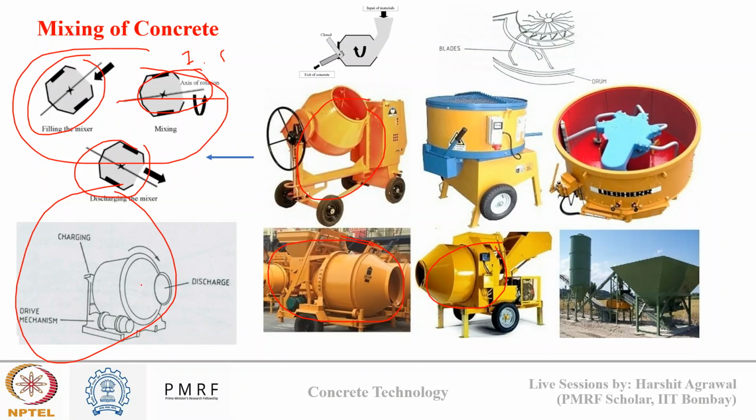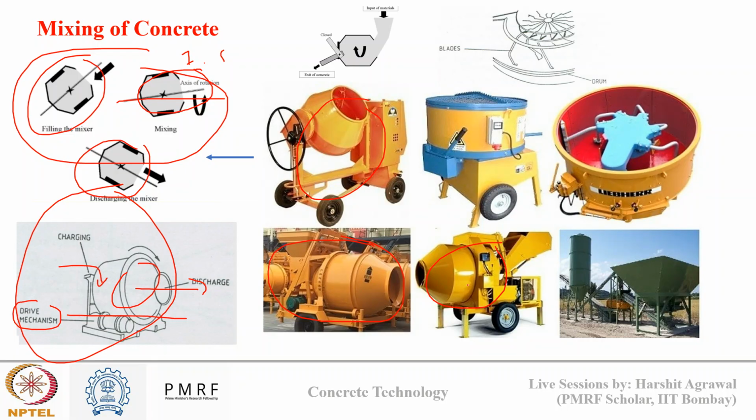Mixing is done continuously, and there is a discharge driver mechanism. From here concrete is charged, mixing is done, and then concrete is pushed out from the other end. So there are two ends, one for pouring and one for collecting the material after mix. Here rapid discharge of concrete is not possible, and also larger size aggregates are not discharged easily. So such mixers are used for small scale projects.